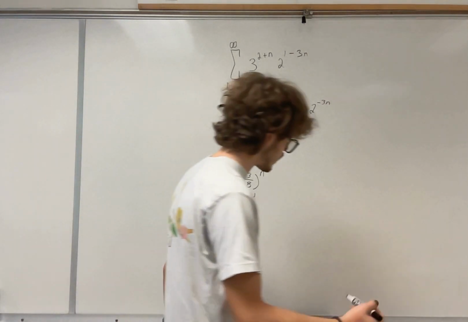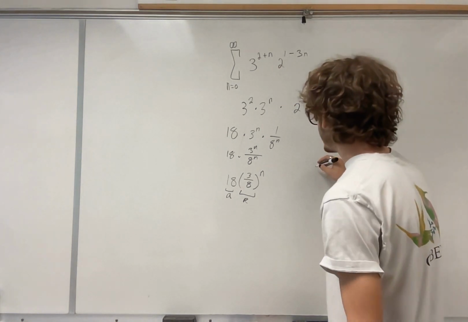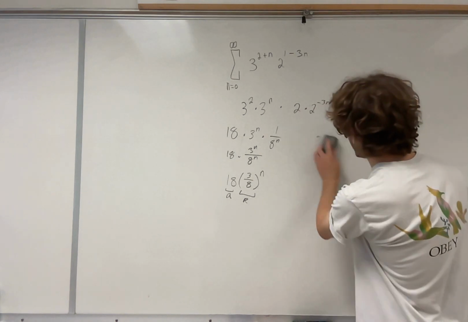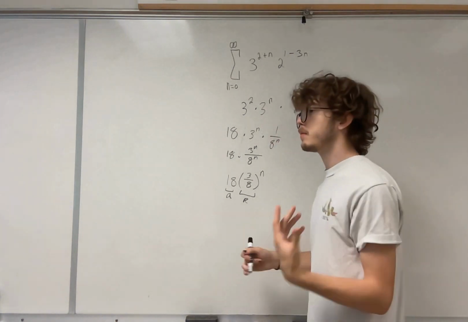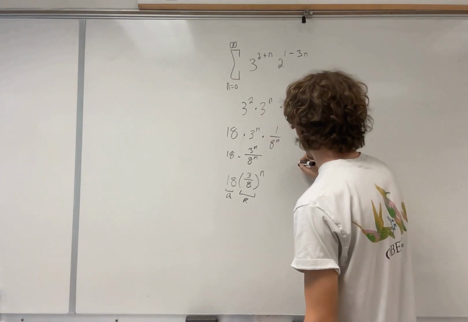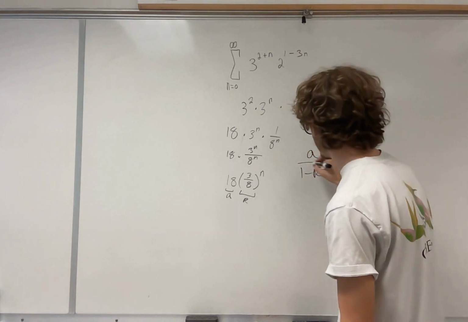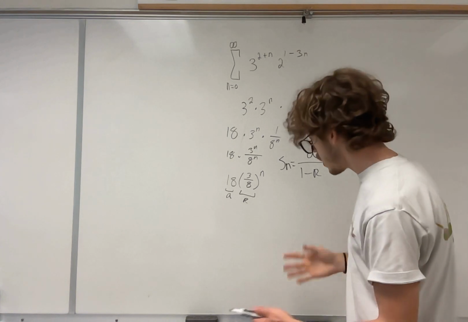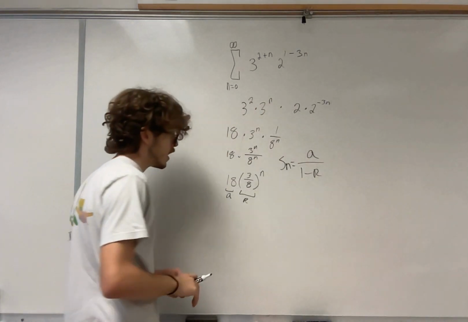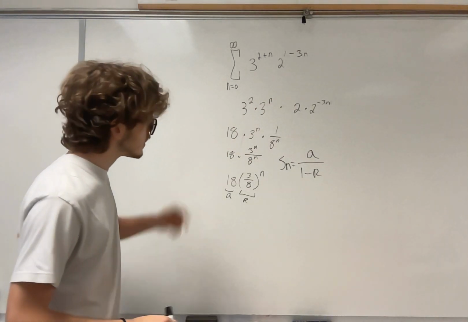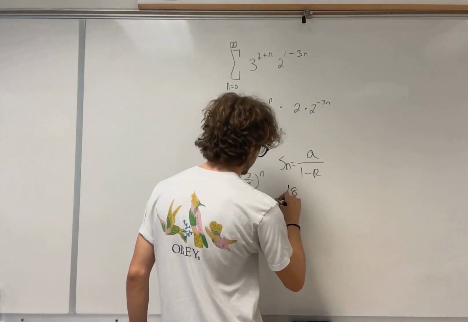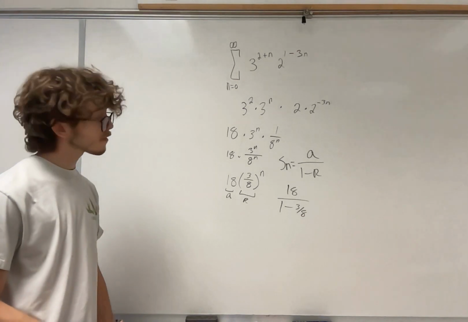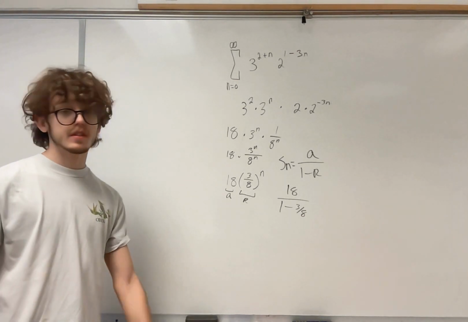Hopefully you've seen the shortcut before, where we take the sums, and then we add up all the sums, and then we do that weird manipulation where we get a over 1 minus r as the sum of all of the values here. So we are able to do that. Remember, a is 18, and this is going to be 1 minus 3 over 8, which is our r value. Hopefully that makes sense to you.